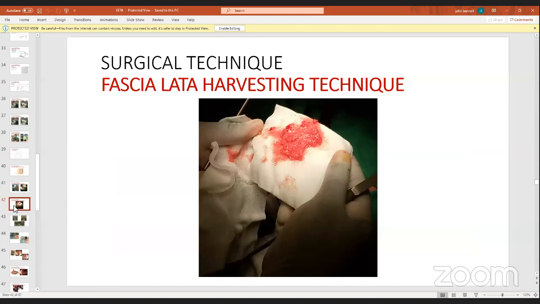This is just a picture of the fascia lata that we harvest. This was the case of craniopharyngioma that we were performing.